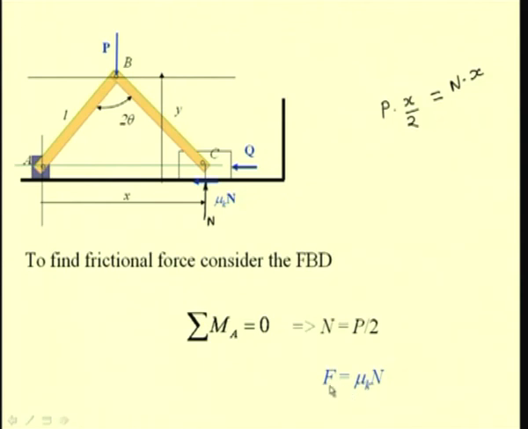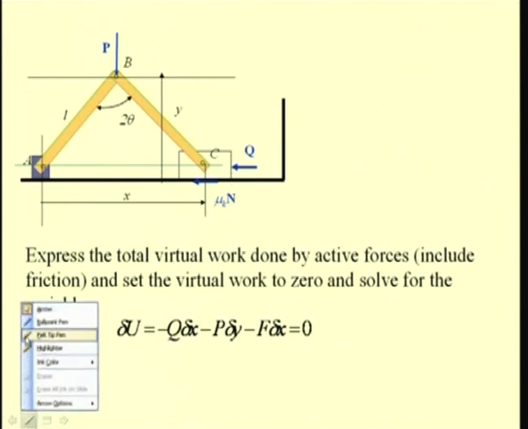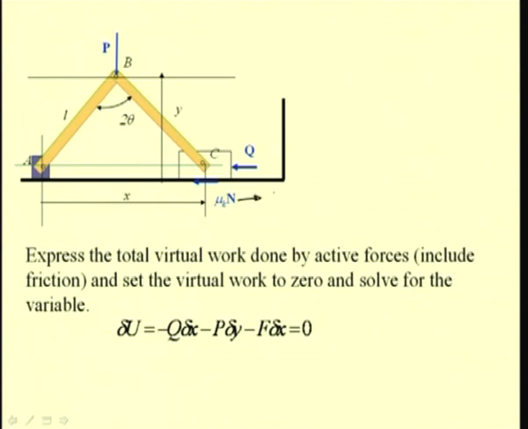Now we know this unknown force F, and so now we can write the virtual work done by all these forces, that is this input force P, this resistance force Q and the frictional force mu k N, and the total virtual work we equate it to 0 to solve for the variable. So we have delta U, the total virtual work, as minus Q delta x, because the positive virtual displacement for x is in this direction and this force Q is opposite to this positive virtual displacement delta x.